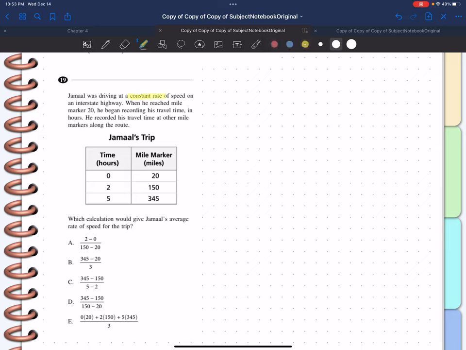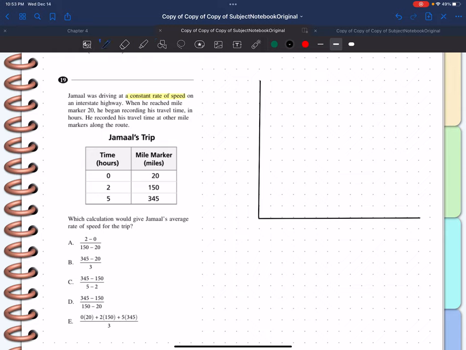There's my first clue. On an interstate highway. When he reached mile marker 20, he began recording his travel time in hours. He recorded his travel time at other mile markers along the route. So I am going to graph Jamal's progress here, and I just need the top right quadrant, the first quadrant of a coordinate graph.